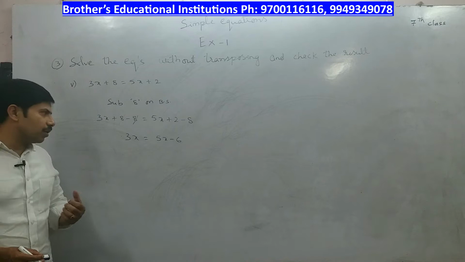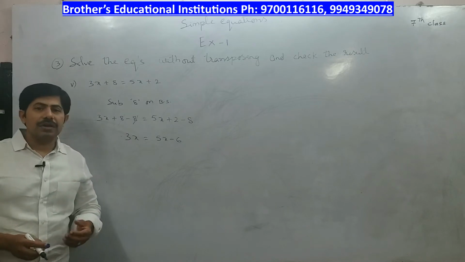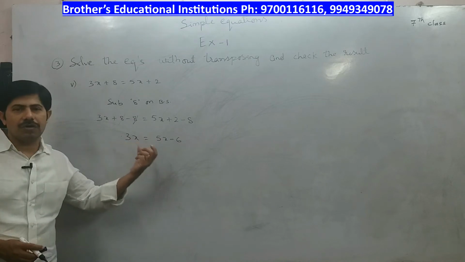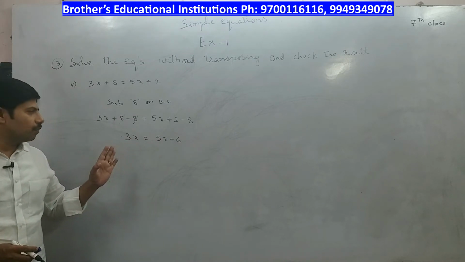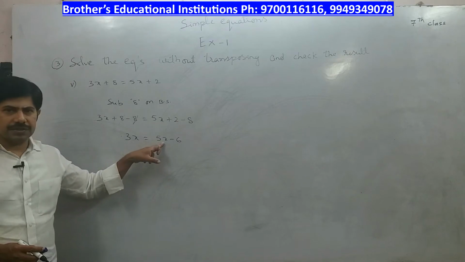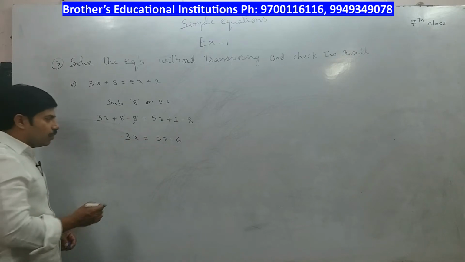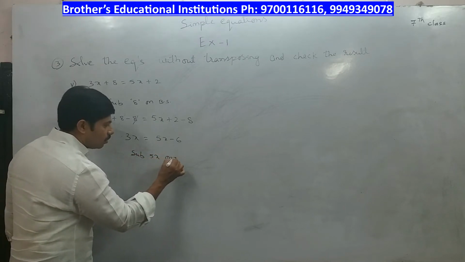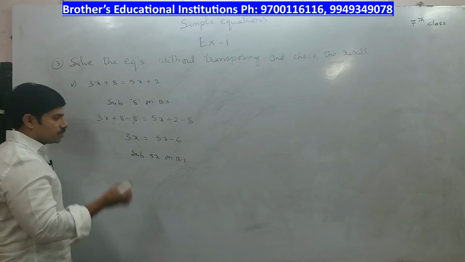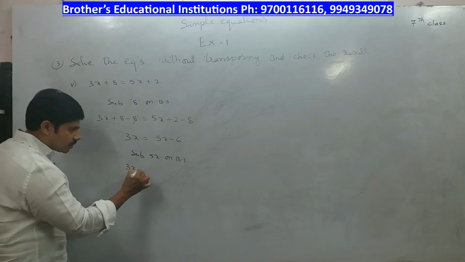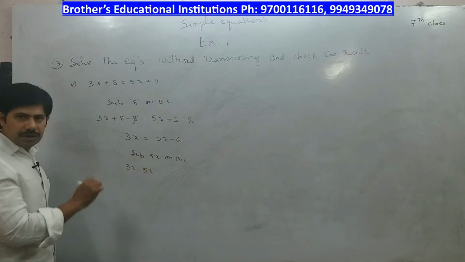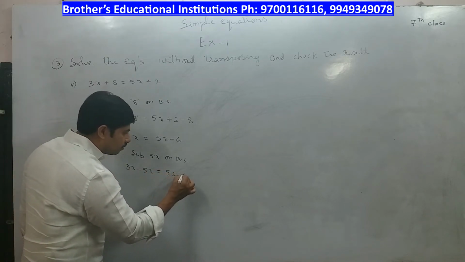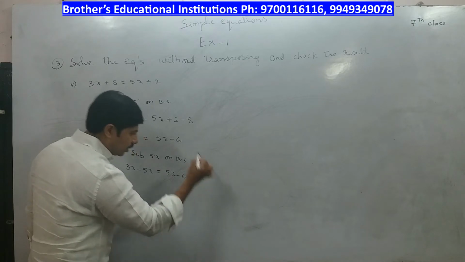Now after eliminating the constant on LHS, I will try to eliminate the variable, either 3x or 5x, any one we can eliminate. So I will eliminate 5x. In order to eliminate 5x, I will subtract 5x on both sides. So what we get is 3x minus 5x is equal to 5x minus 6 minus 5x.